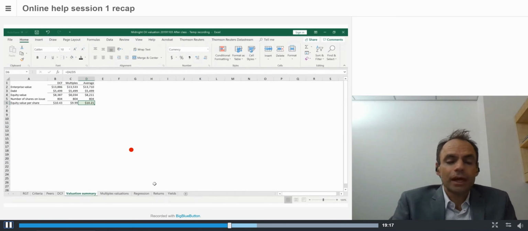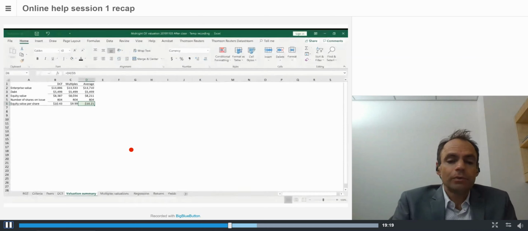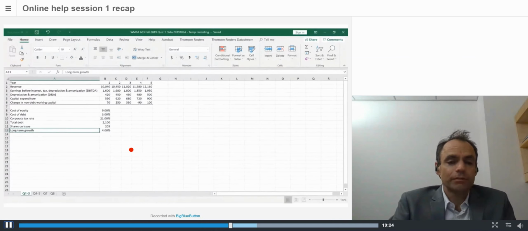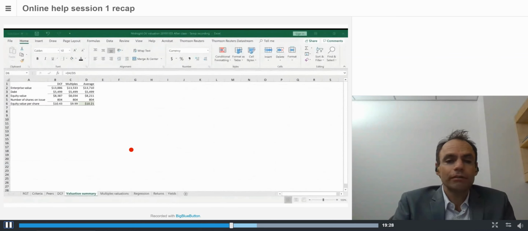The second thing we covered in the help session was question 3 and question 7 from the first assessment quiz. Let's do question 3 first. So question 3 says, given some information about Borg Warner, we are going to estimate equity value per share using the free cash flow to the firm model, assuming debt of $2,100 million.